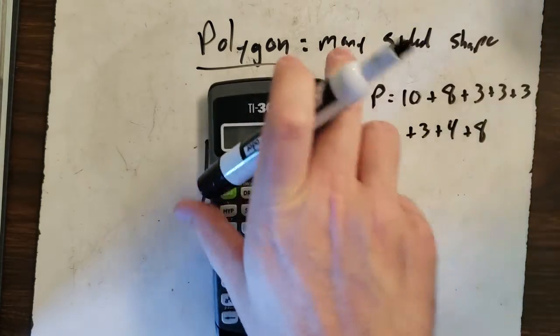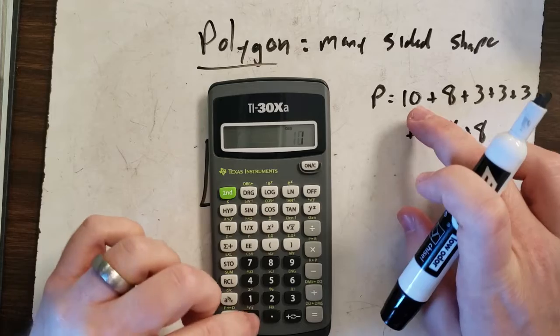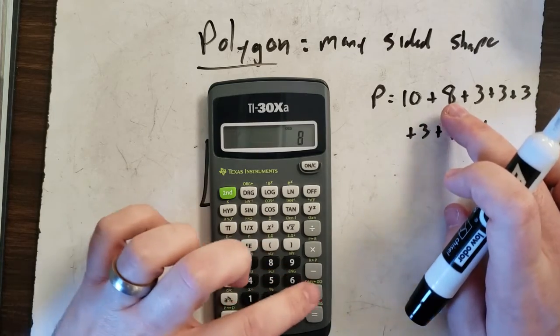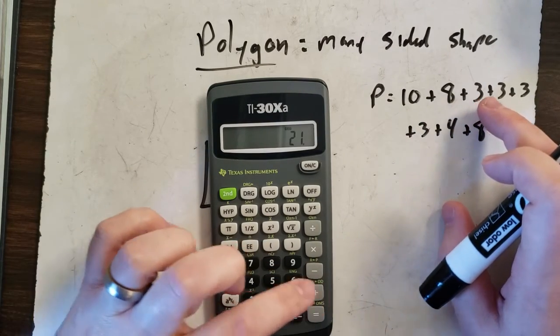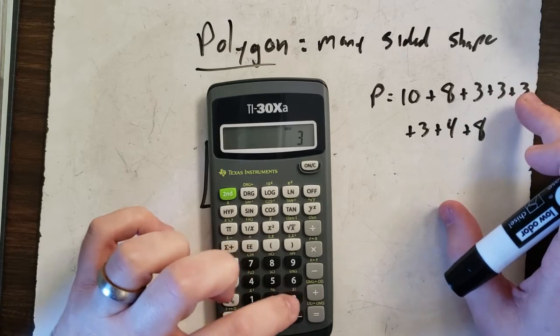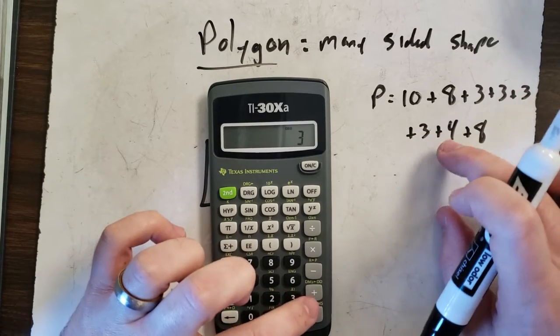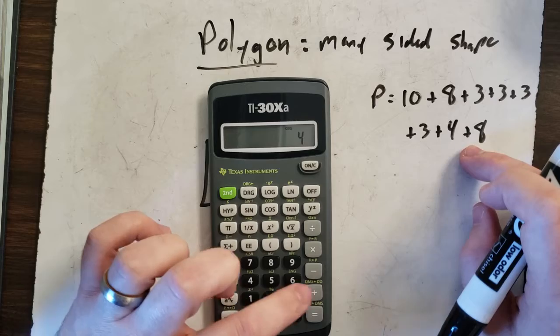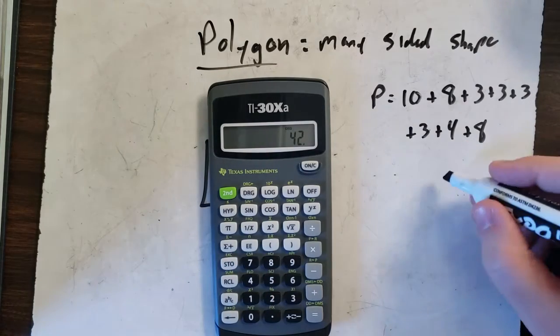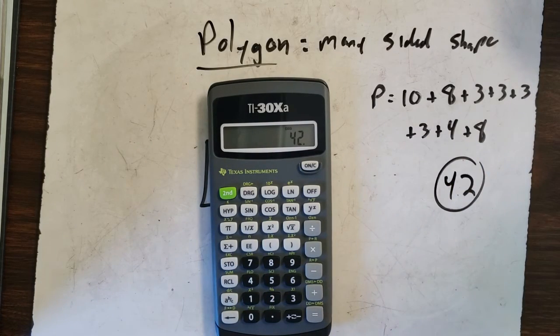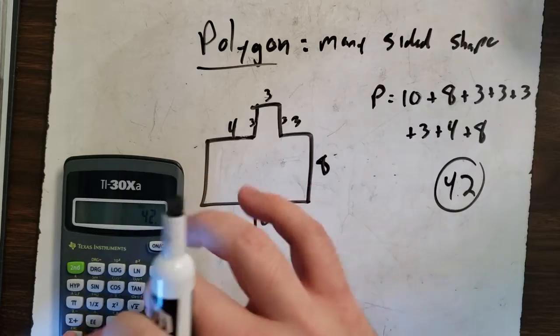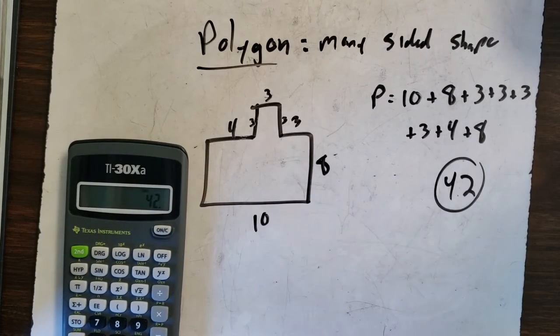You want to use your calculator? Go for it. 10 plus 8 plus 3 plus 3 plus 3 plus 3 plus 4 plus 8 equals 42. Simple. No matter what shape it is, just add all the outsides. That's all you gotta do.